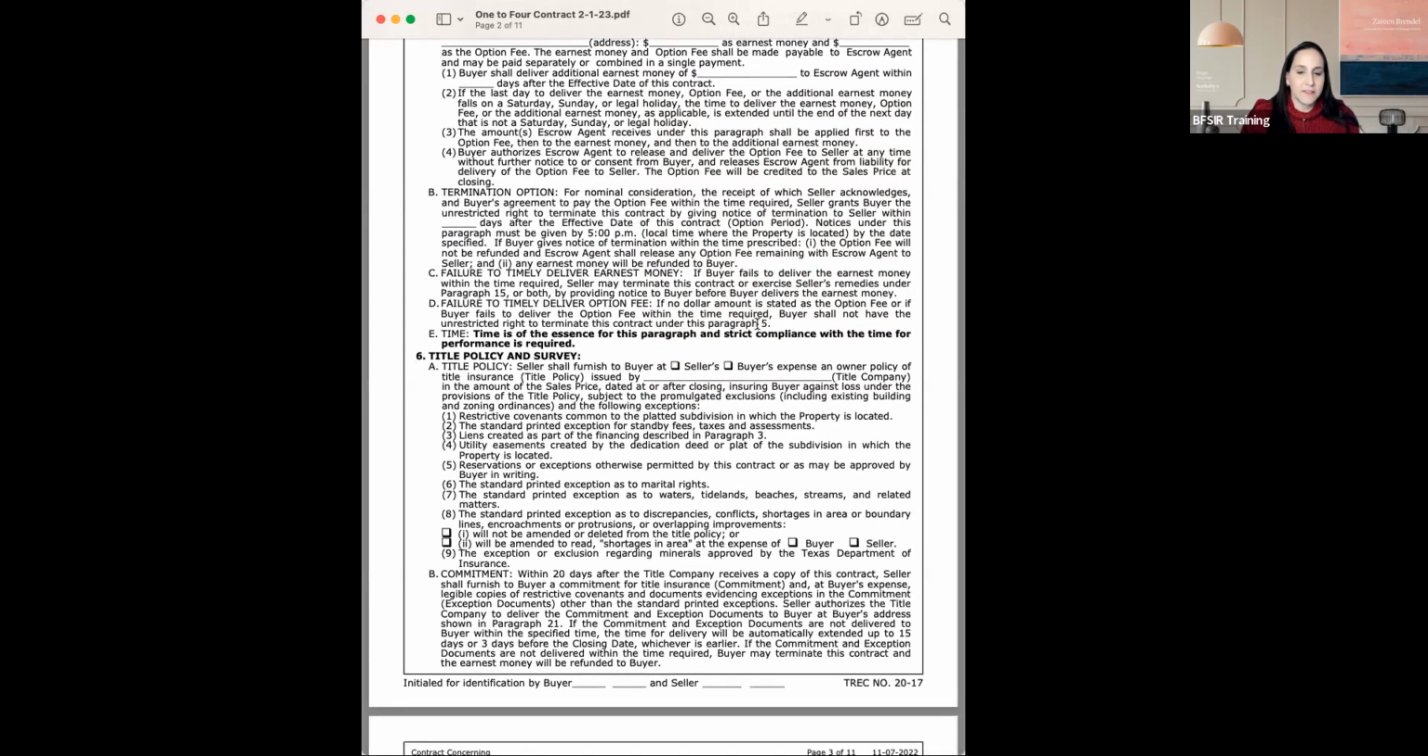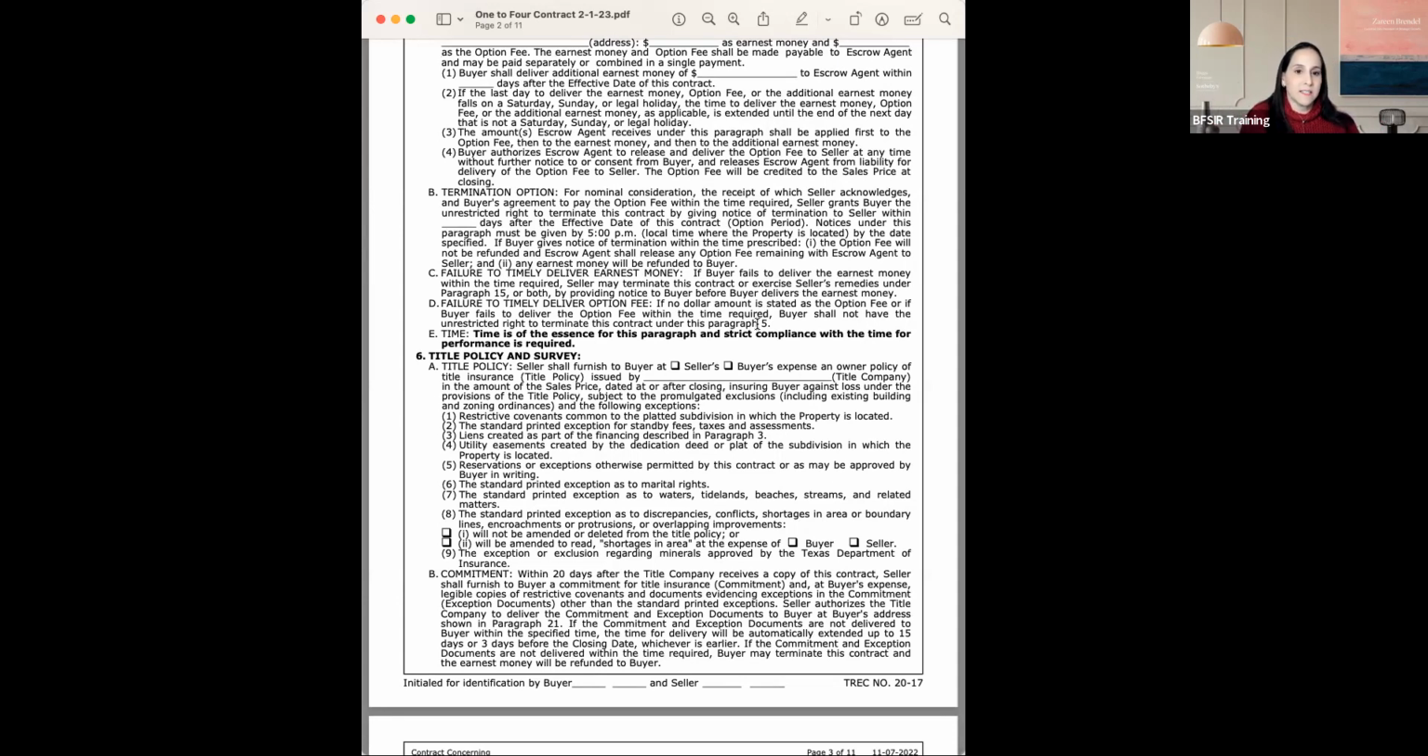Failure to timely deliver the earnest money. So if buyer fails to deliver the earnest money within the time required, seller can terminate or exercise their remedies, or both, by providing notice to buyer before buyer delivers the earnest money. So the way that this works is, say your earnest money is due on Tuesday and the buyer hasn't delivered it. That means after 5 o'clock on Tuesday, the seller has the right to terminate.